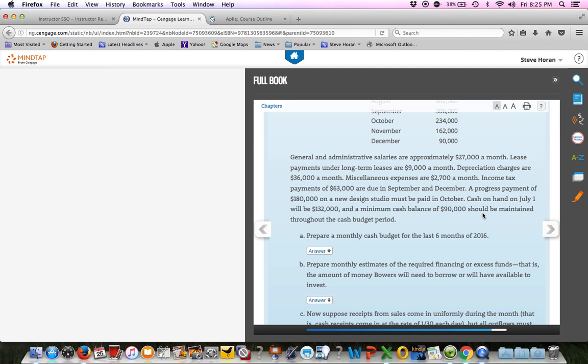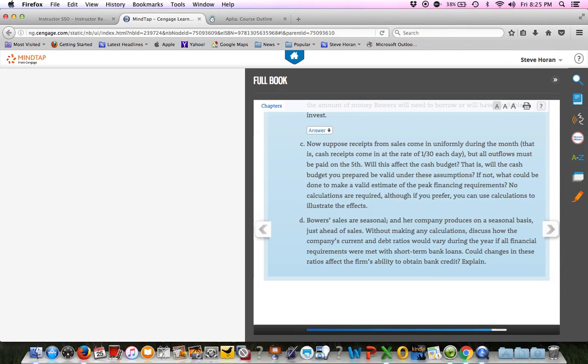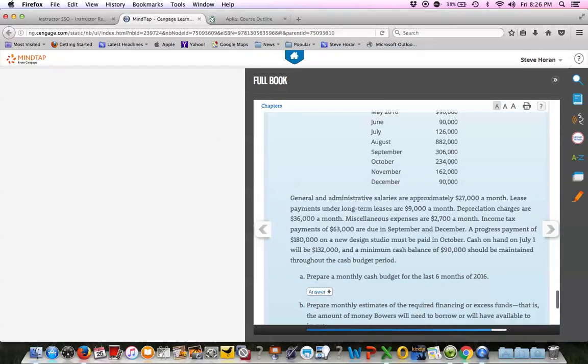So a few things about this. A lot of banks require some minimum amount of cash in your account. If you maintain that number, they might waive fees. They might give you a little bit better interest rates on loans that you have. So usually you try to maintain that, even if it means you have to borrow some money. You still want to keep it at 90,000. So when that happens, you definitely want to keep that minimum there. It says to prepare a monthly cash budget, and then develop what the needs are in terms of financing and things like that. Okay, so that's the gist of the problem.